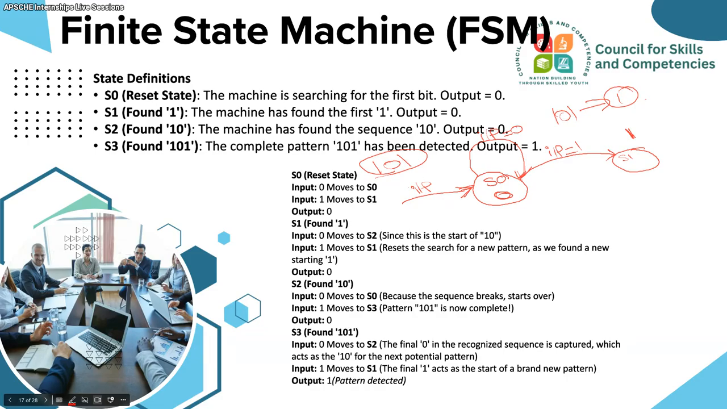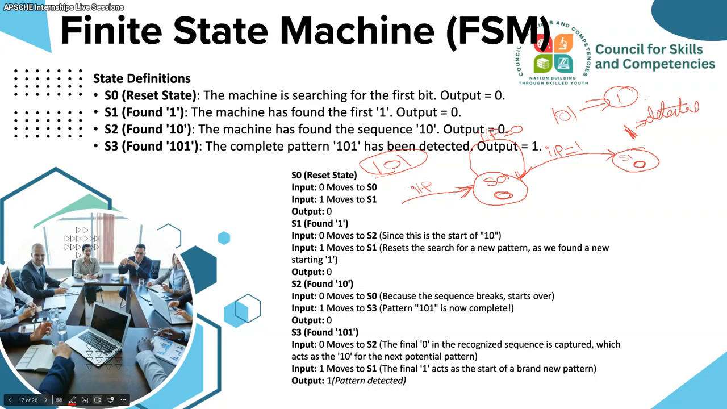Now in the S1 state, try to understand: if the machine comes to the S1 state, it means it has detected the 1. It has gone and detected 1. So when it comes here, it has detected 1, and since it is only 1 bit, we cannot give the output as 1. So I am giving it as 0. Please try to understand.